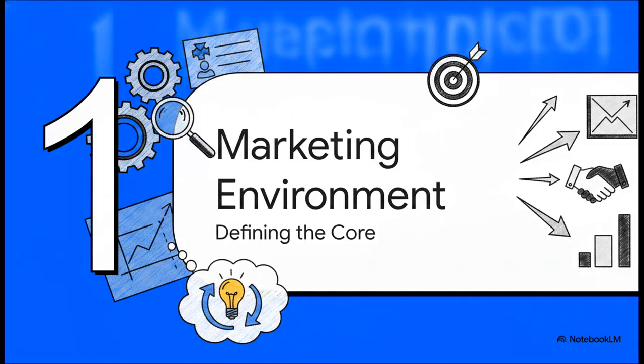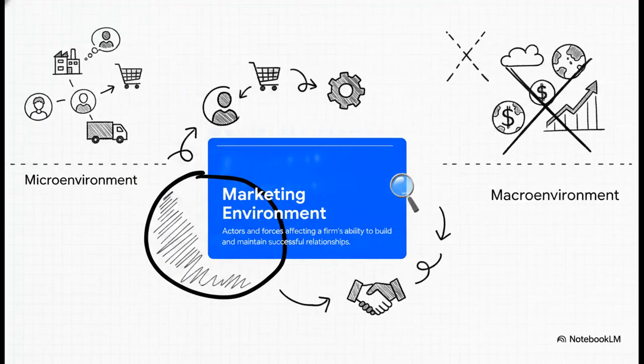Section 1. Defining the marketing environment. Let's set the baseline. So, what exactly is the marketing environment? Well, it's defined as the actors and forces that affect a firm's ability to build and, crucially, maintain successful relationships with its customers. Now, this is split into 2 distinct parts, the microenvironment and the macroenvironment.